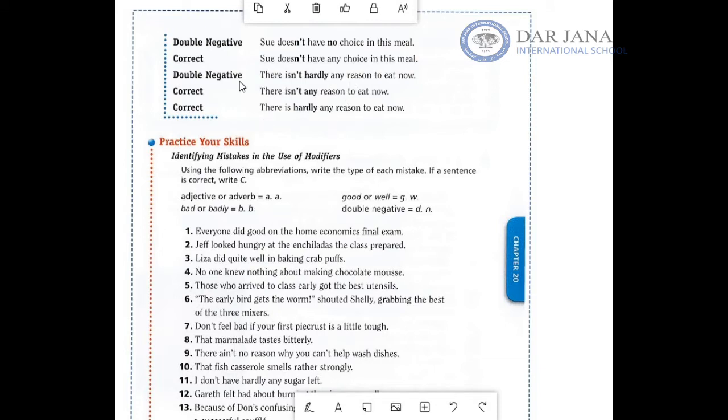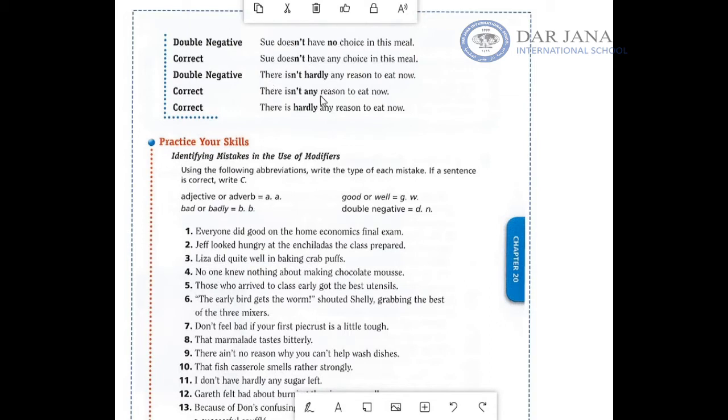Let's look at these examples of double negatives. Sue doesn't have no choice in this meal. Sue does not have: "not" here is a negative form, and "no" is another negative form, and it is incorrect to include them in one sentence. So we should remove one of them.